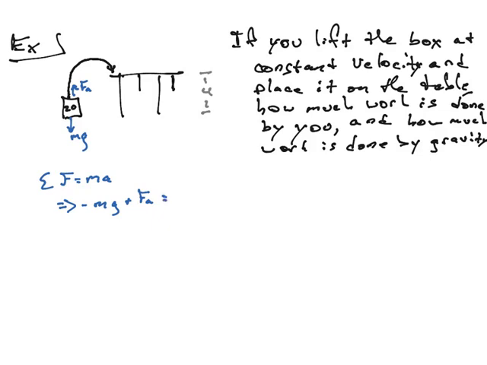That equals ma. Well, what's the acceleration for this problem? Because, of course, it's m times a. Well, look at the problem. It says if you lift the box at constant velocity. Well, constant velocity means there's no acceleration. That's the definition. So constant velocity means acceleration is 0.